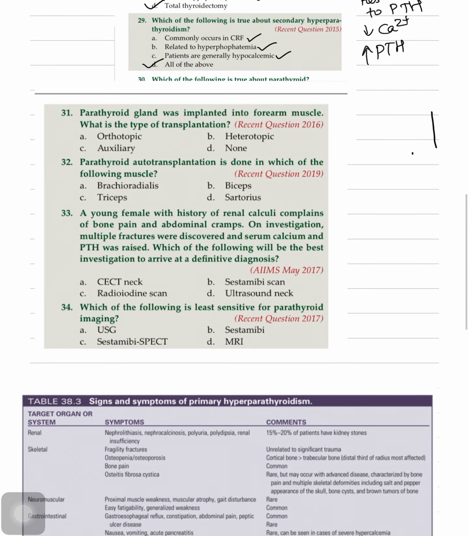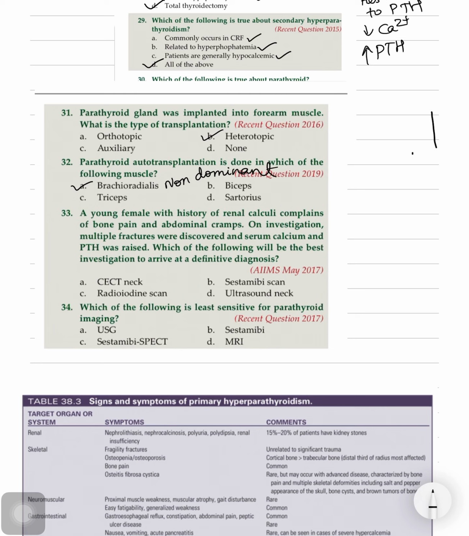A parathyroid gland was implanted into the forearm muscle. What is the type of transplantation? It is heterotopic. Orthotopic is when you implant it into the same anatomical position. Auxiliary is when you keep a part of the diseased organ and transplant into the same site. Heterotopic is into a different site. Parathyroid autotransplantation is done in which of the following muscles? It is the non-dominant brachioradialis.